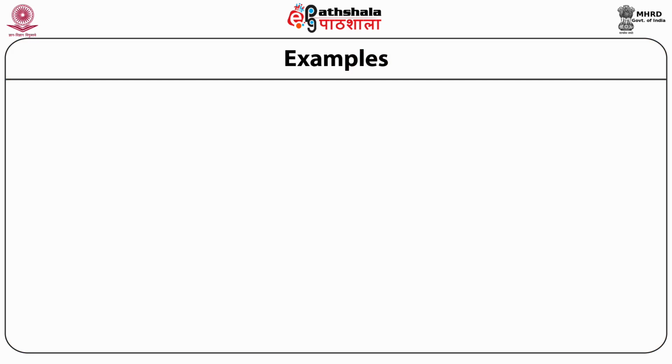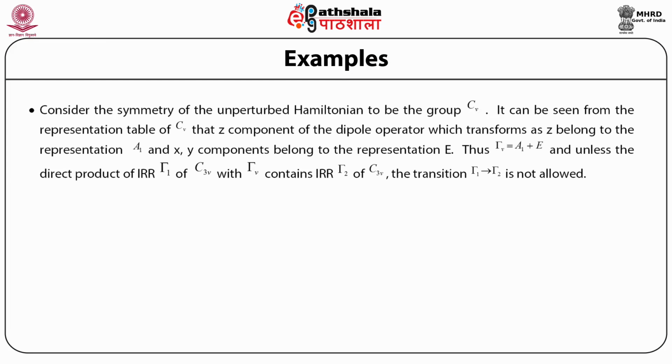I will now illustrate this with the help of an example. Now consider the symmetry of the unperturbed Hamiltonian to be the symmetry C3V. It can be seen from the representation table of C3V that the Z component of the dipole operator, which transforms as the component Z of a vector R, belongs to the representation A1, whereas the X and Y components belong to the representation E. Thus, the dipole operator V, or its representation gamma V, is A1 plus E.